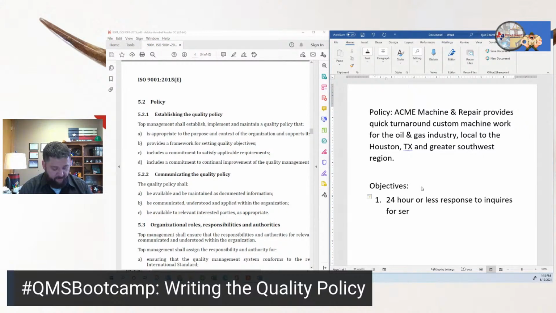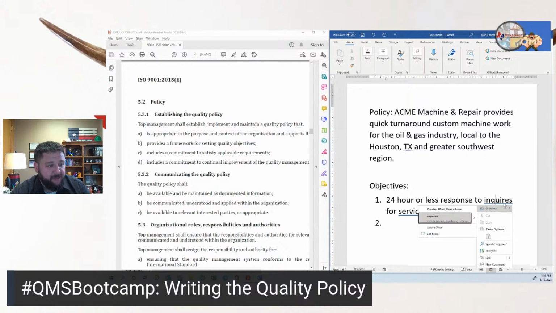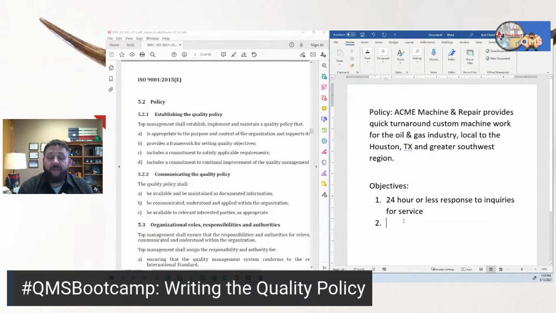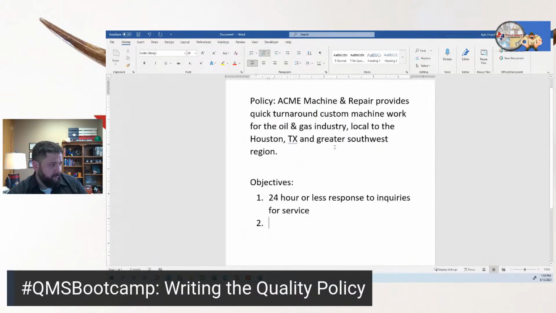a 24-hour or less response to inquiries for service. I think that is a fantastic objective for this fictitious company. We want to be quick on the mark to let you know what we can do for you. All right, that's great. So let's go ahead and blow this up a little bit bigger, make it easier to see. Maybe another objective could be on-time delivery. And we want that to be at 98%.